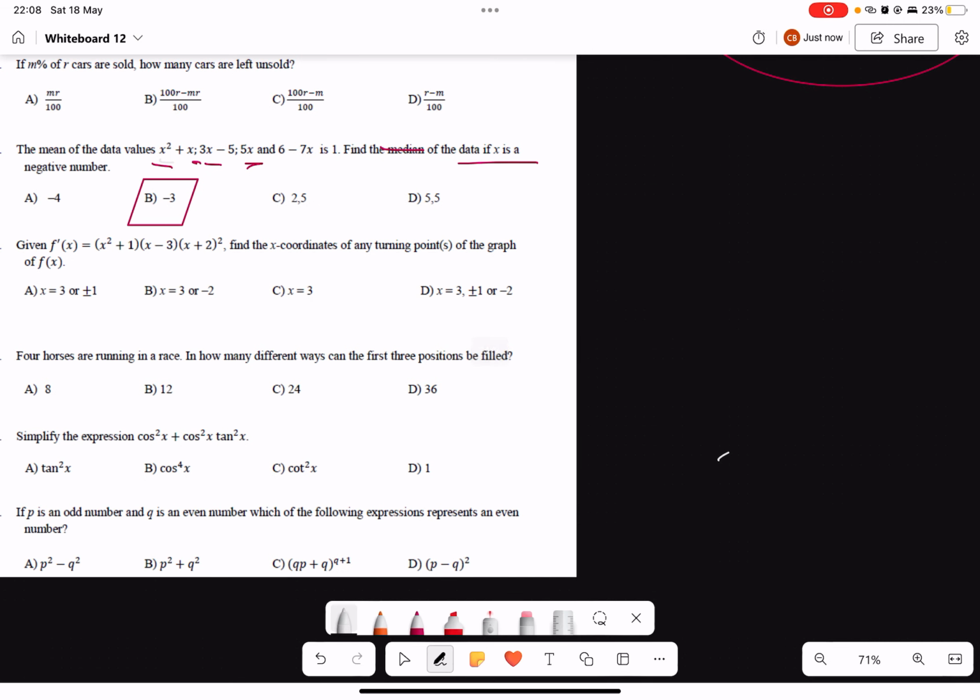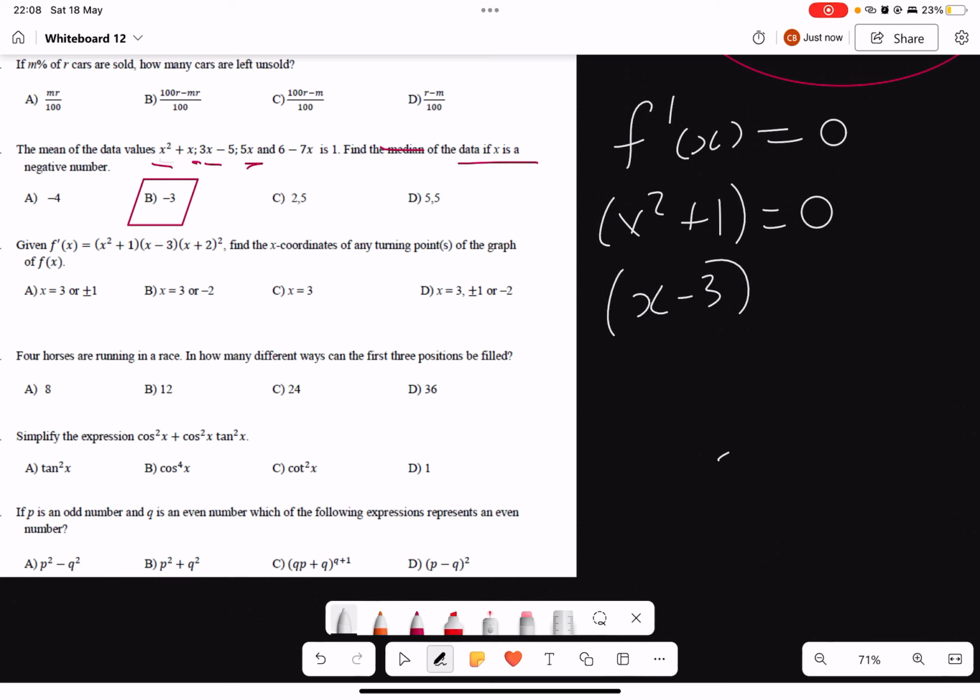Okay, sharp. From calculus, we know that for turning points, because the question is wanting turning points, we're looking for where the first derivative equals 0. So which means x squared plus 1 must equal 0, or x minus 3 must equal 0, or x plus 2 squared must equal 0, right?